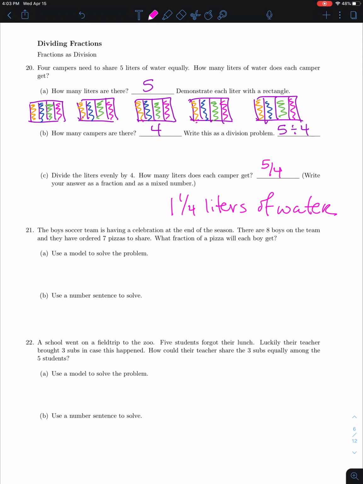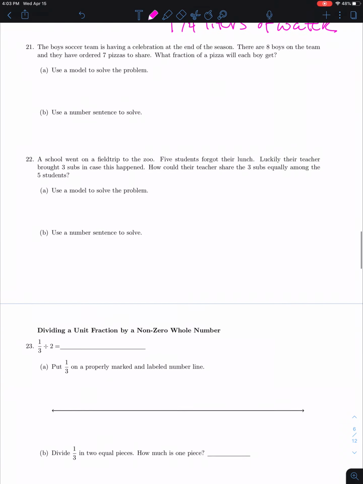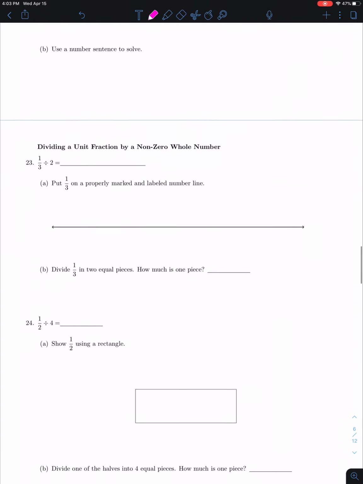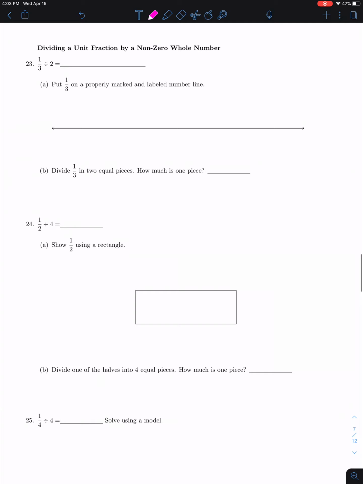All right, so I'm going to let you try 21 and 22. Pause the video at this point. It's very similar to number 20. Look at those real quick, and then when you're done, come back to the video and we'll look at number 23.